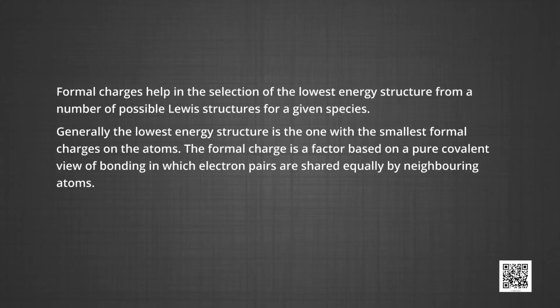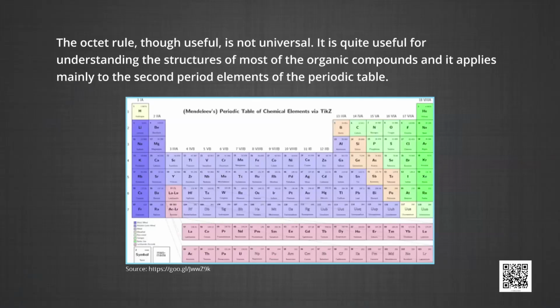Limitations of the octet rule. The octet rule, though useful, is not universal.